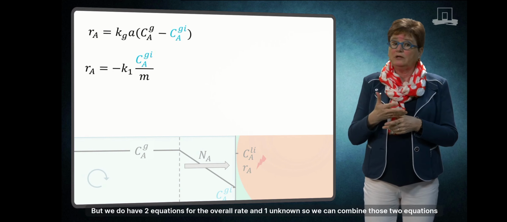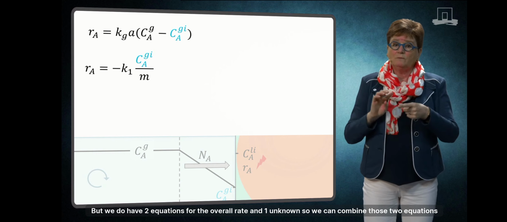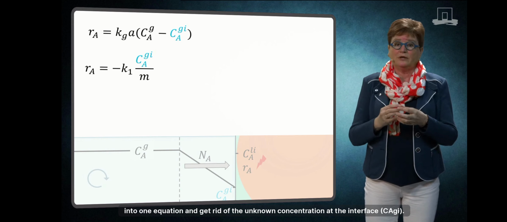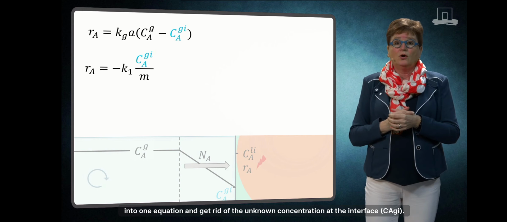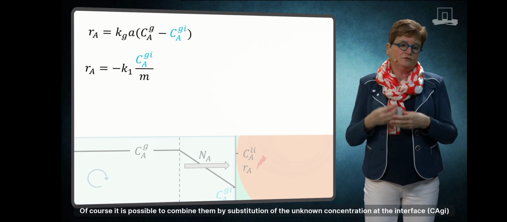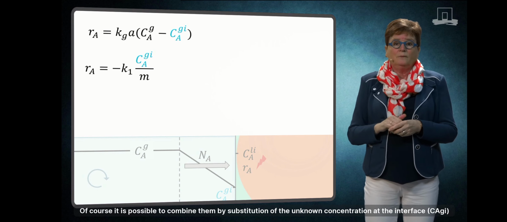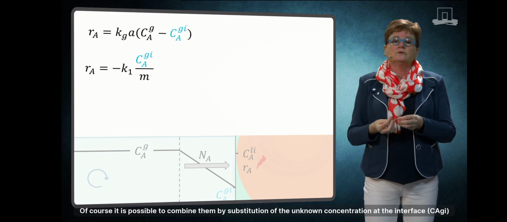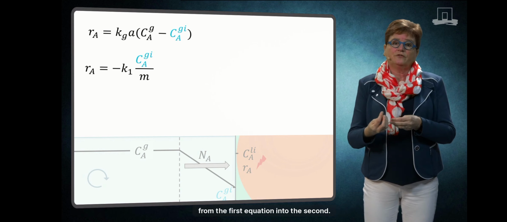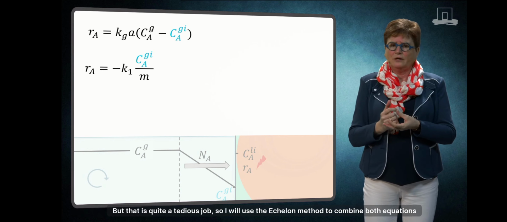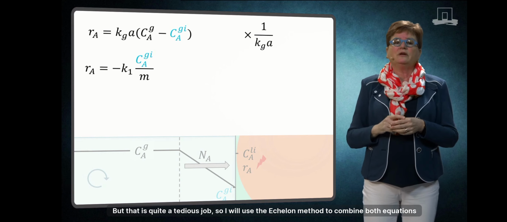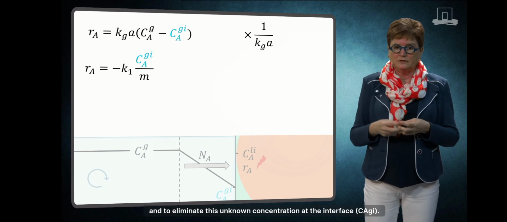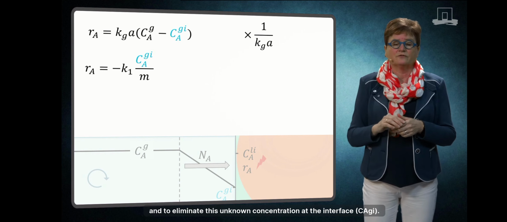But we do have two equations for the overall rate and one unknown, so we can combine those two equations into one equation and get rid of the unknown concentration at the interface. Of course, it's possible to combine them by substitution of the unknown concentration at the interface from the first equation into the second, but that's quite a tedious job, so I will use the echelon method to combine both equations and to eliminate this unknown concentration at the interface.